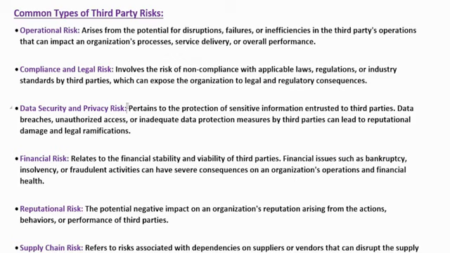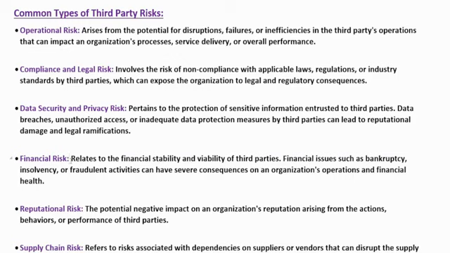Okay, the third type is data security and privacy risk. It pertains to the protection of sensitive information entrusted to third parties. Data breaches, unauthorized access, or inadequate data protection measures by third parties can lead to reputational damage and legal ramifications as well. Okay, then we have financial risk.